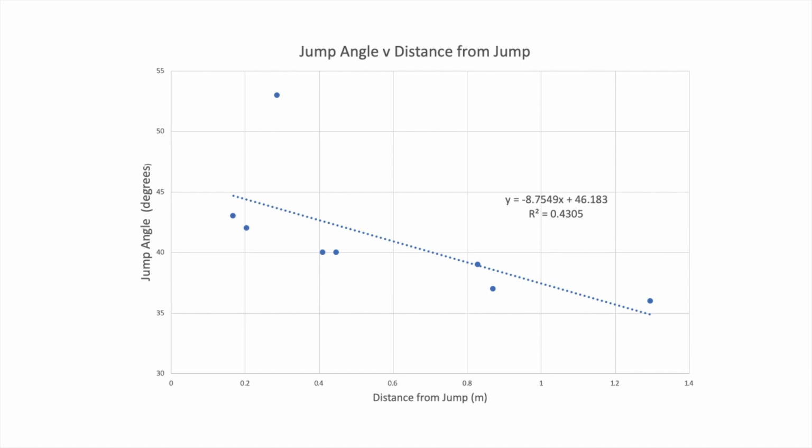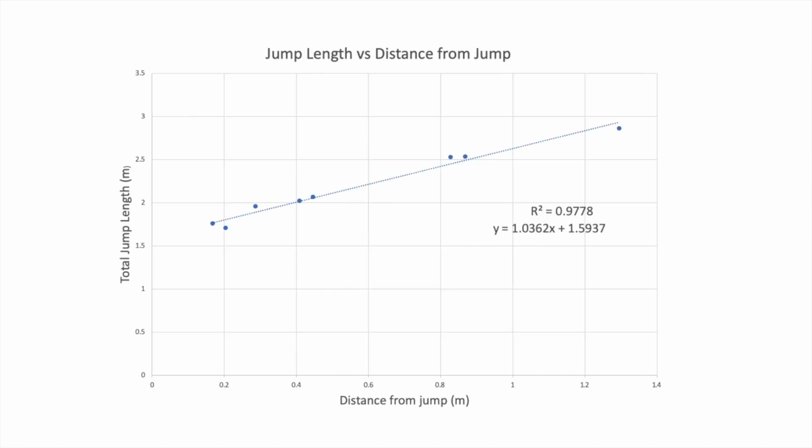After collecting all this data, I did some analysis and put together 2 graphical models of horse jumping and how the distance from the jump can affect the jump angle and can also influence the total length of the jump. So you can see here that there is an indirect relationship between the distance from the jump and the jump angle. So as the distance from the jump increases, the jump angle decreases.